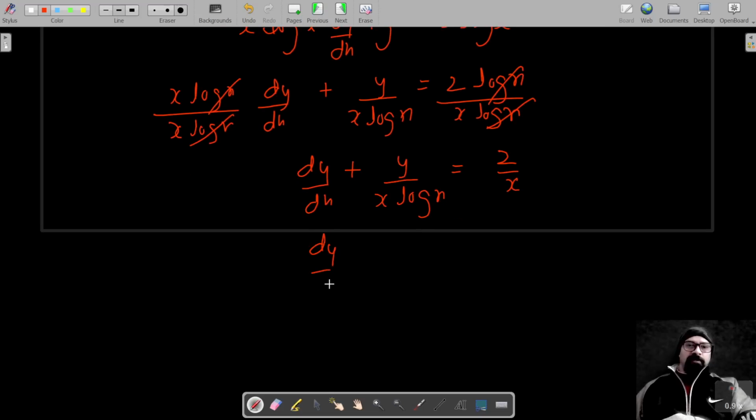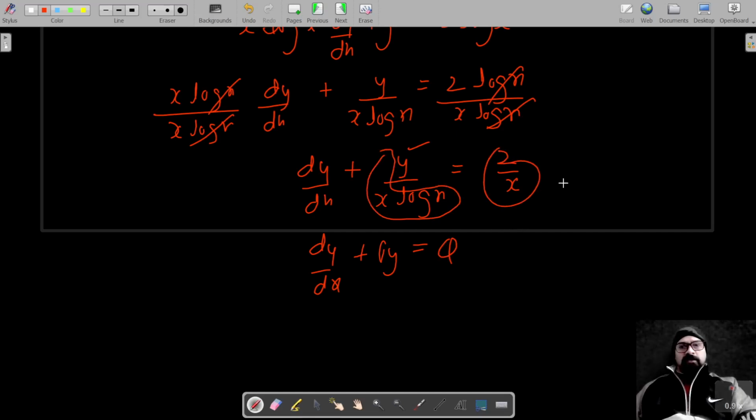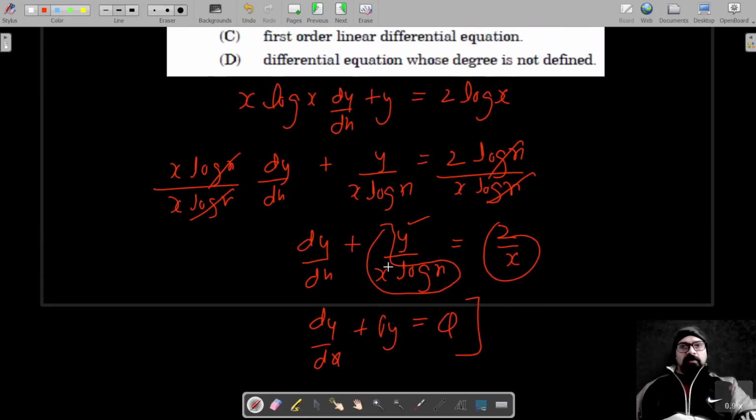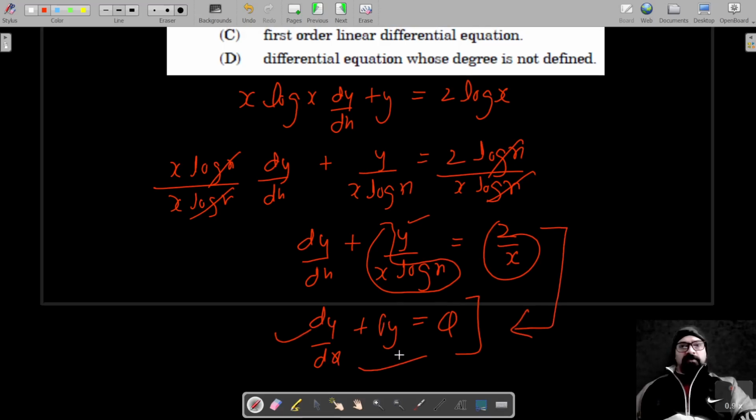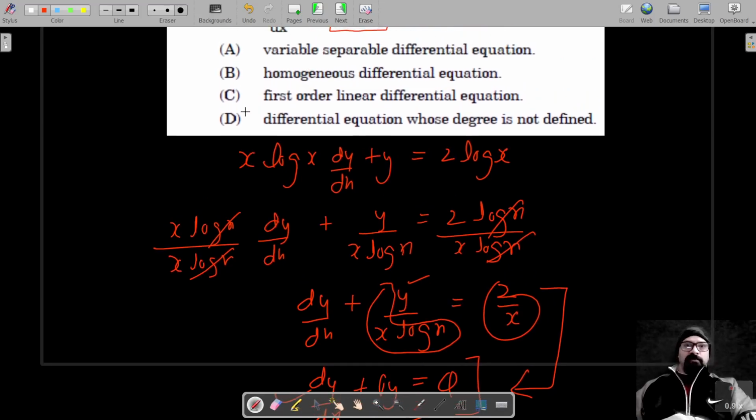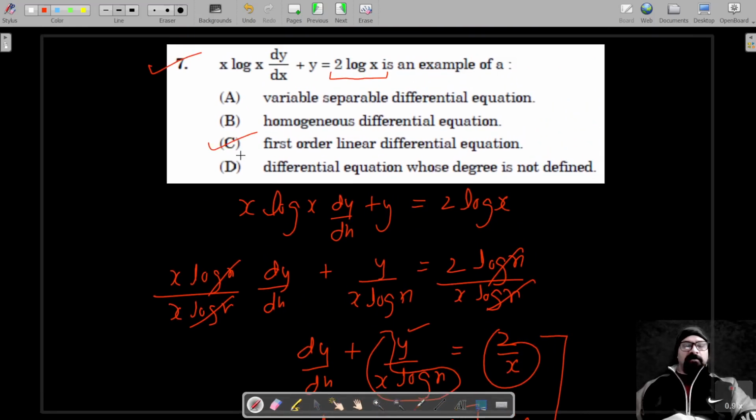Now, if we compare this with dy by dx plus Py is equal to Q, this is of the form, so this is P and this is Q. And this is a linear equation, a linear equation of first order. So this is of the form dy by dx plus Py is equal to Q, which is a first order linear differential equation. So our answer is C for this one.